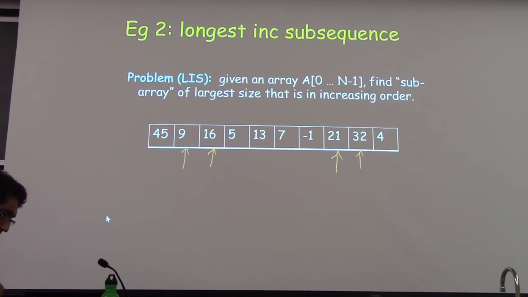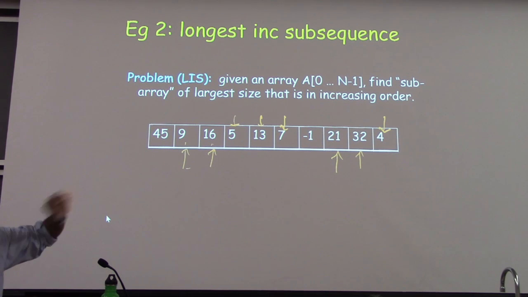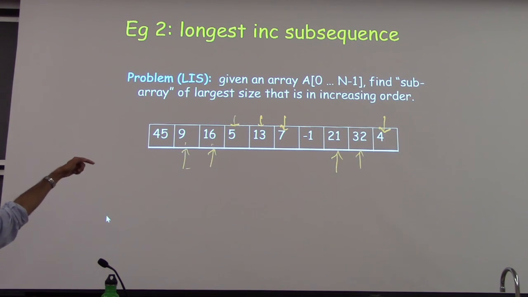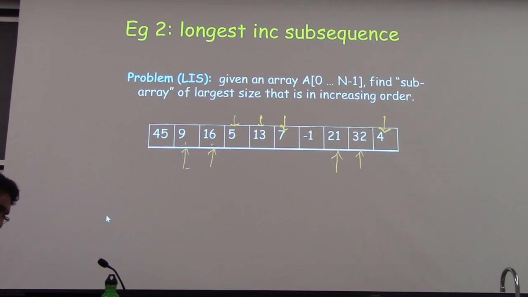So this is a subarray. You could also have something else like this. All I mean is go from left to right and pick a subset of the elements. Pick some of them. And you call a subarray increasing if the numbers are increasing in order. Like this bottom subarray, where you pick this, this, and this, is increasing, because it's 9, 16, 21, 32. Well, the top one is not. It has 13 and then 7. So this is an increasing subarray.